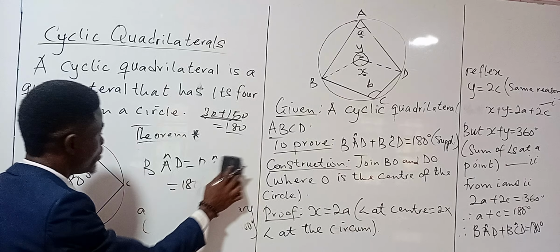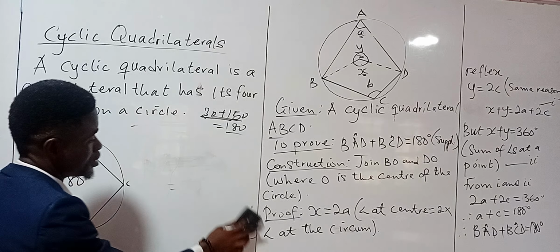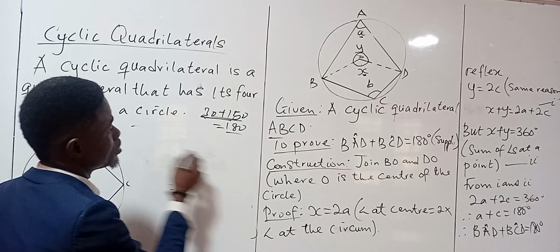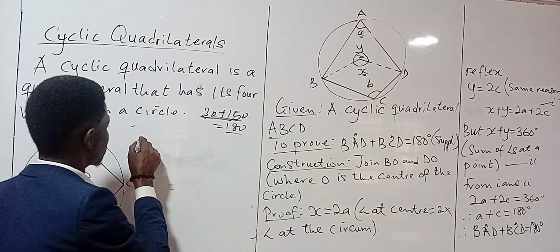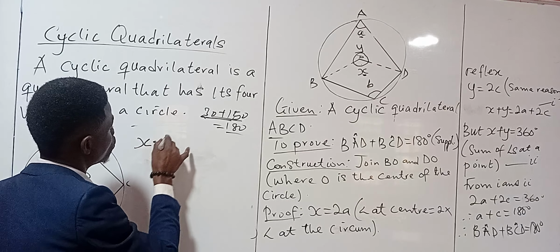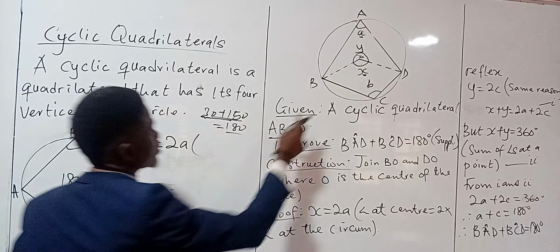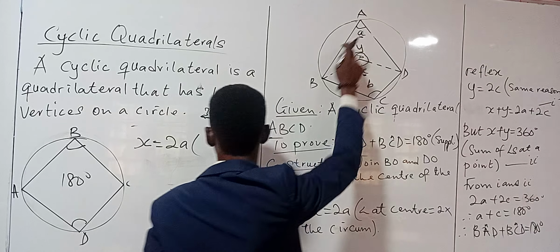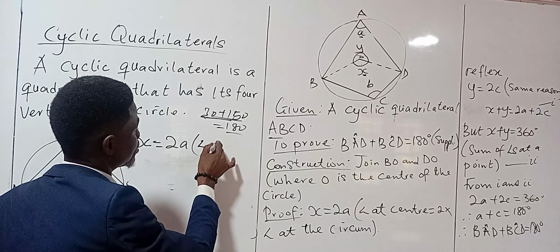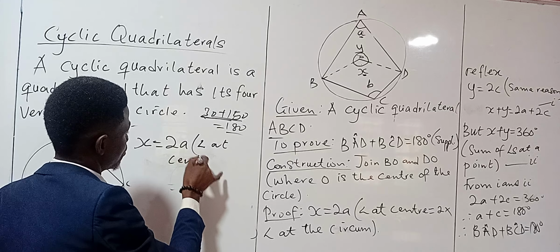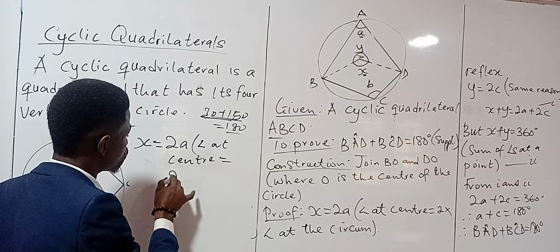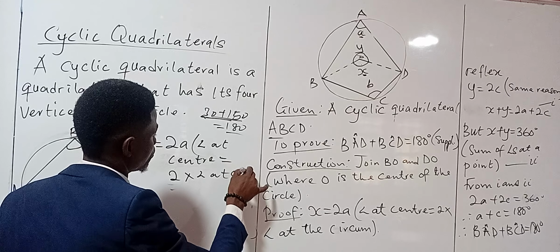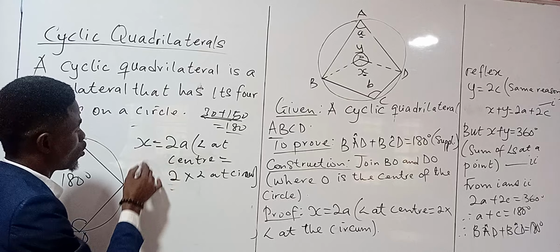If you can remember, from the first theorem, angles in a circle, we are told that this x equals 2 times A. This x, the angle at the center, equals 2 times this one. That is, the angle at the center equals 2 times the angle at the circumference. So that is all about this.